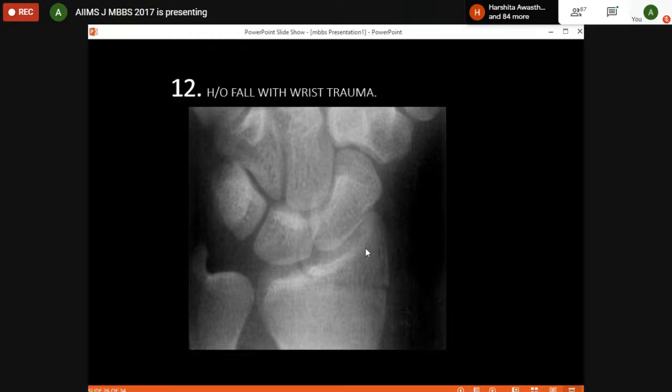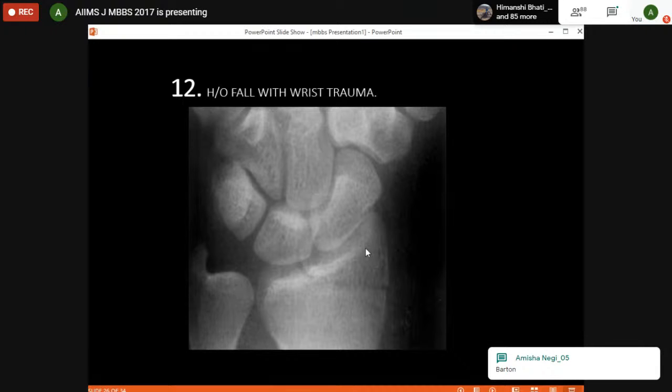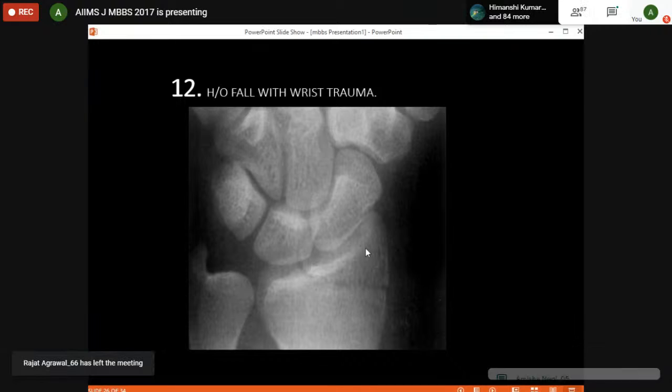So what are the named fractures of the distal radius? That is very important to know. You have to know all the named fractures of the distal radius. You have to know which one of them involves what. Barton's, okay, close differential, but not correct.